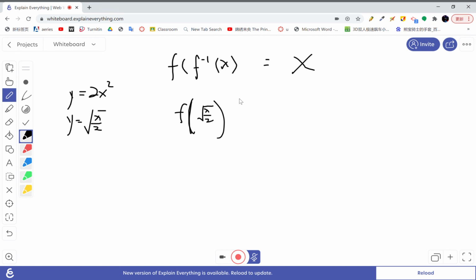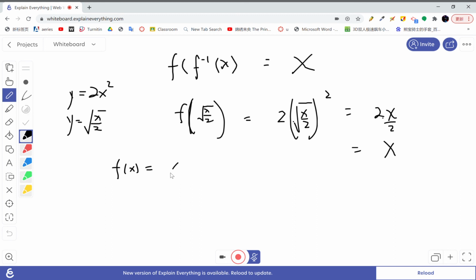The function of this is equal to 2x squared, so this is basically just 2 times the square root of x over 2, squared, which is 2 times x over 2, which is equal to x. Is that pretty easy?